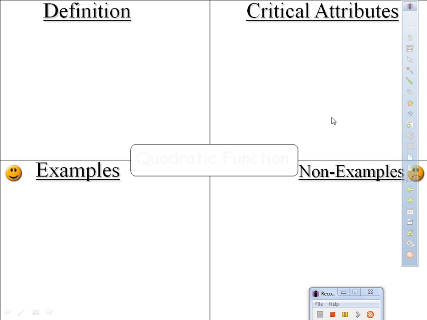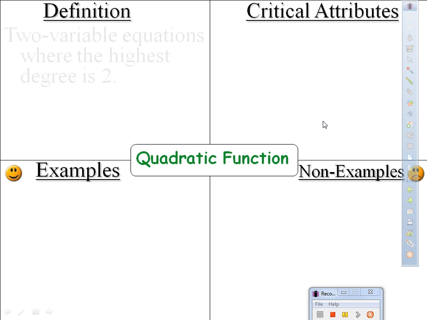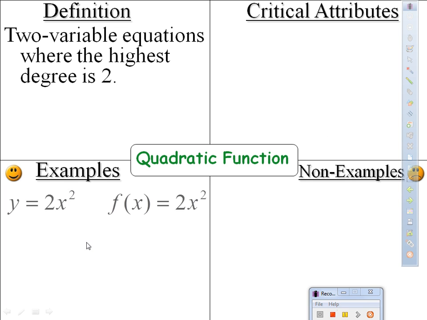Quadratic functions, definition. Two variable equations where the highest degree is 2. You're saying, wait a minute, that sounds familiar. Yes, because we used the same definition for equations, didn't we? Okay, let me show you examples. Quadratic equation, quadratic function, aren't they the same? The only thing that differs is that here is y equals 2x squared. This is f of x equals 2x squared. But both of them could be quadratic functions.